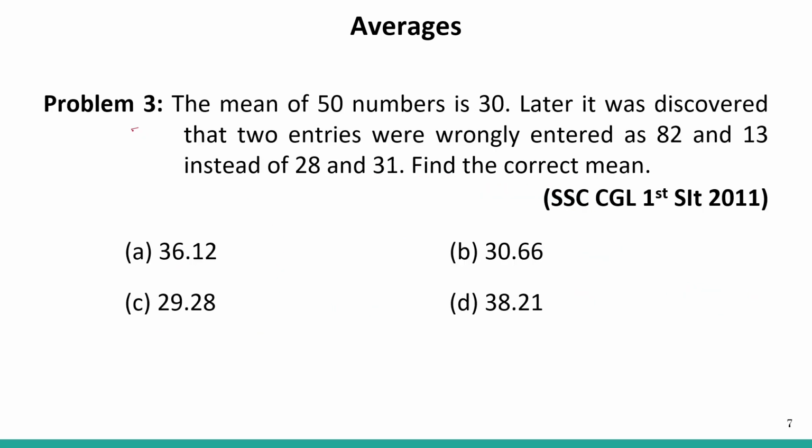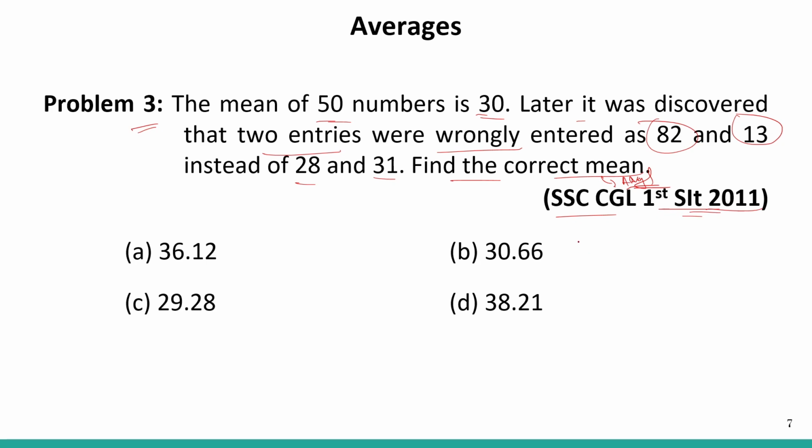So let's go forward with problem number 3. The mean of 50 numbers is actually 30. Later it was discovered that two entries were wrongly entered as 82 and 13 instead of 28 and 31. So find the correct mean. The correct mean is also called average. This question appeared in the SSC CGL first sitting 2011 paper.